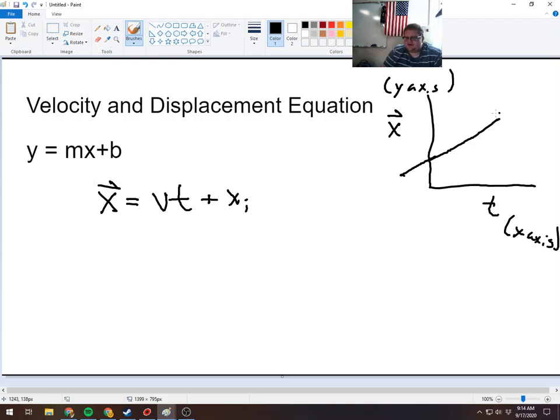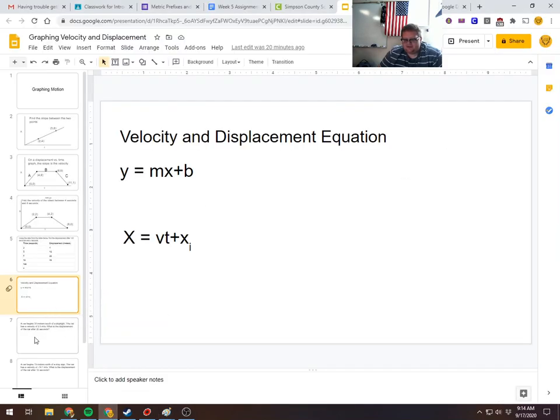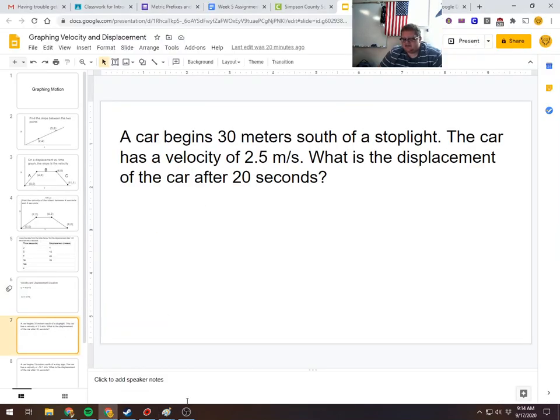And this is going to be important because this equation tells us I can calculate the displacement of an object as long as I know its velocity and its initial displacement. I can calculate it for any amount of time. Doesn't matter how long it's been going for. And you could do it graphically as well. It's all the same. So hopefully you see there's a lot of commonality between those. Let's put this into practice.